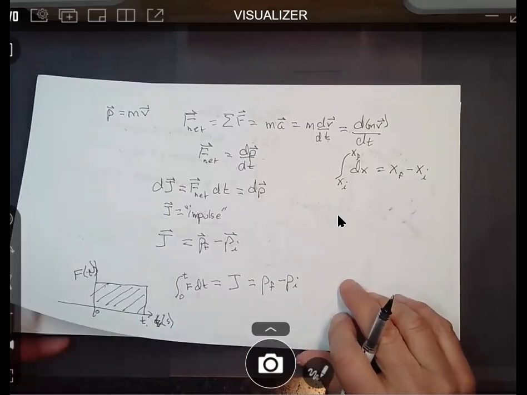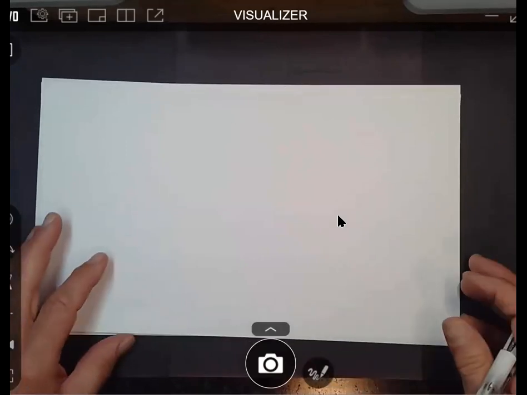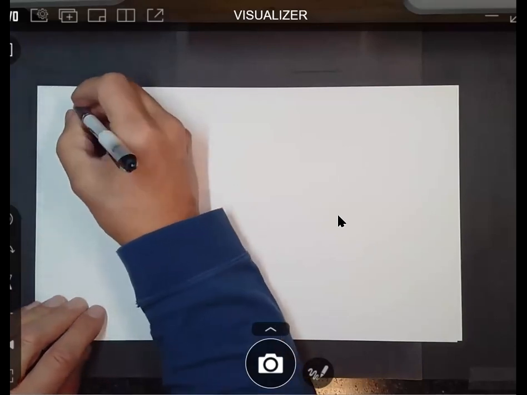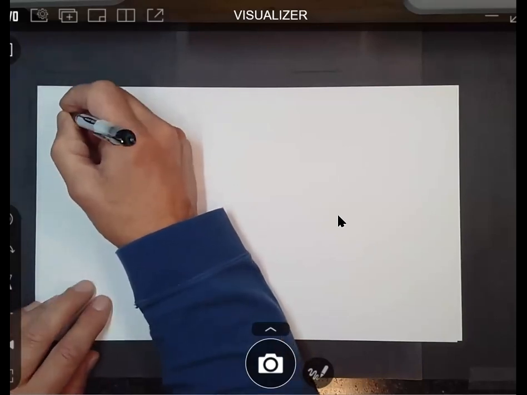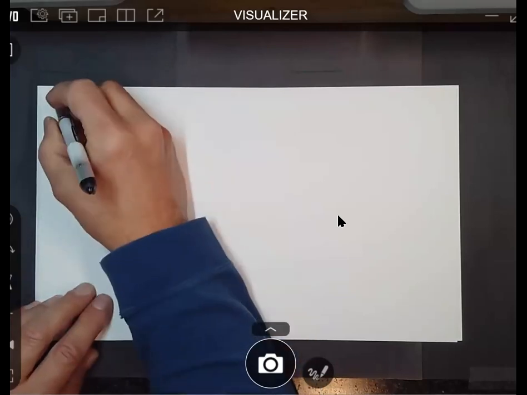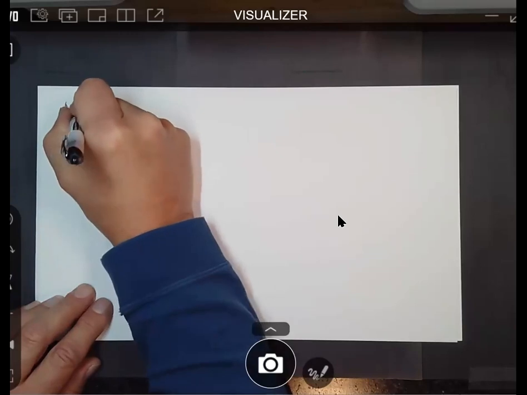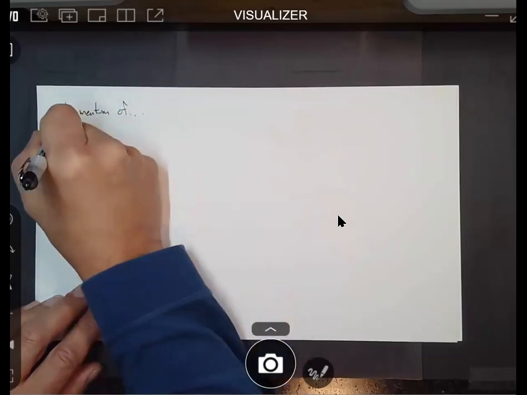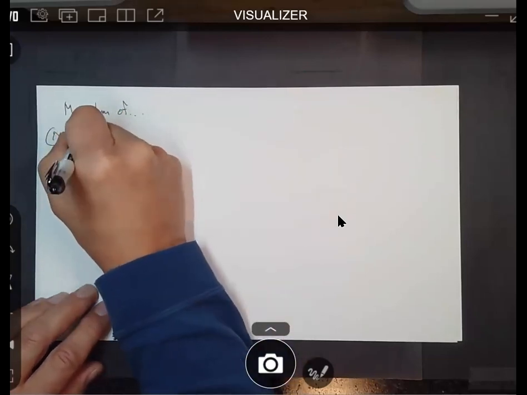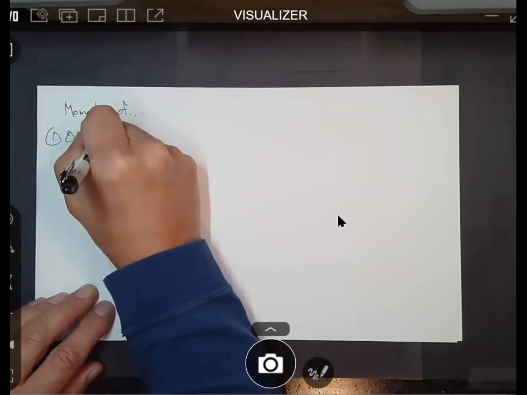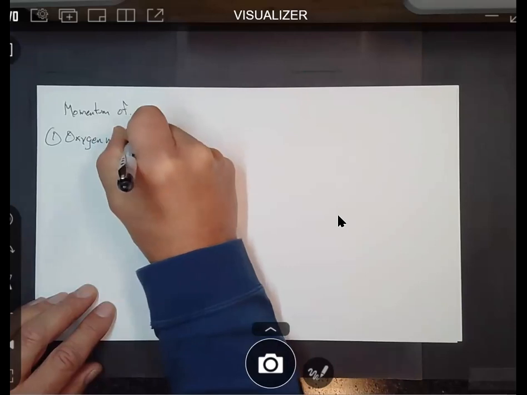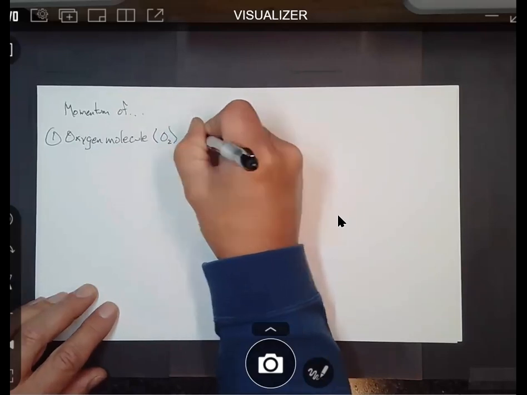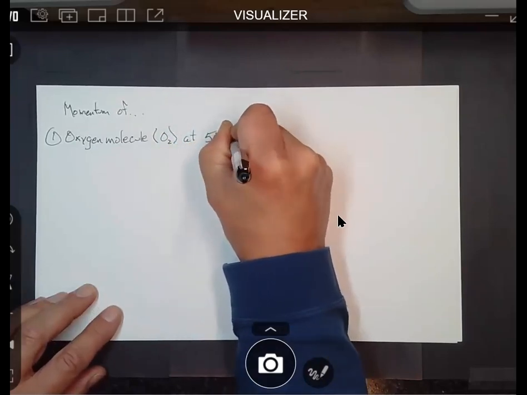So, pretty abstract so far, and a little bit untied to reality, but let's just go ahead and figure out a few momentums for different things. We can start with, say, some of you have taken chemistry and might be able to easily calculate this, the momentum of an oxygen molecule, O2, at 500 meters per second.